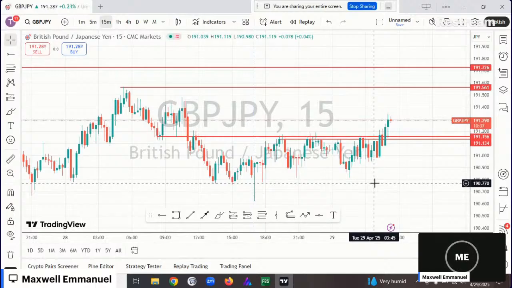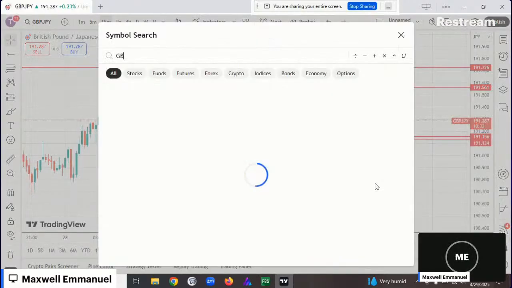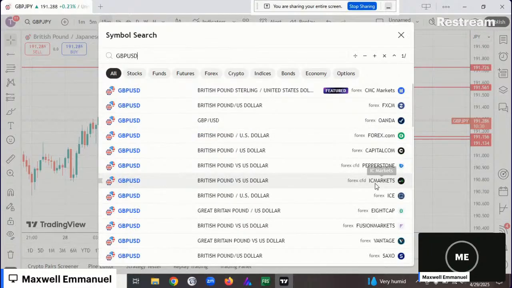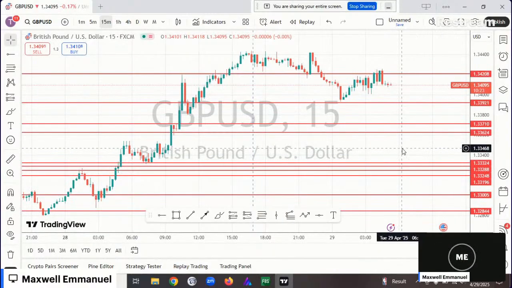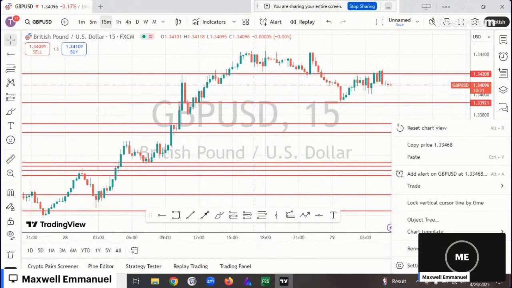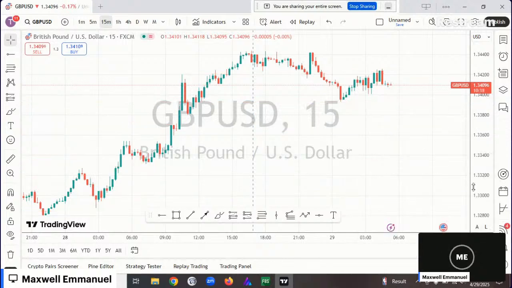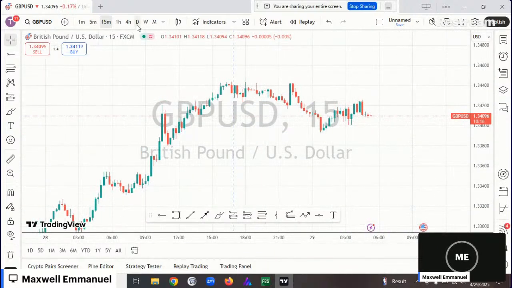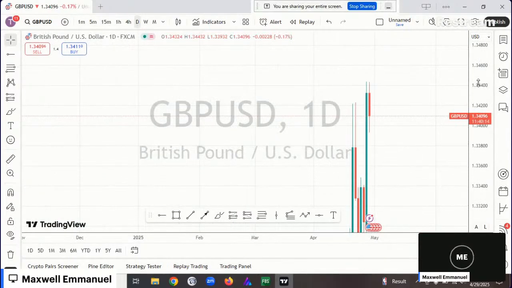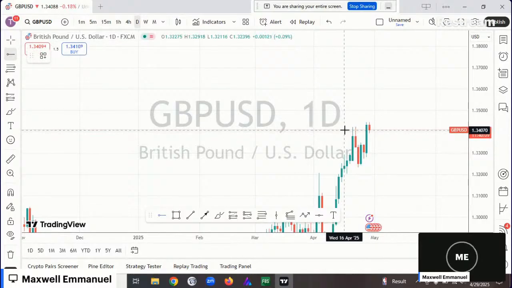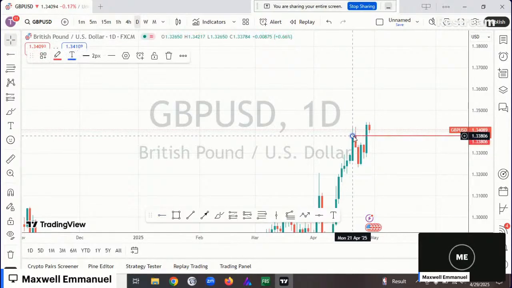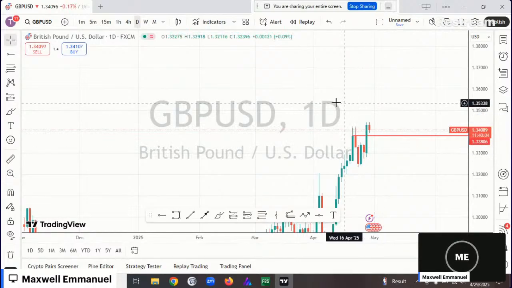Let's see GBPUSD. Okay, GBPJPY is bullish. Mr. Lee, we will look at USDJPY in a few minutes. Okay, GBPUSD. My bias for GBPUSD is still bullish. Let's start with the daily. Yesterday was strongly bullish. There was a breakout from this resistance.